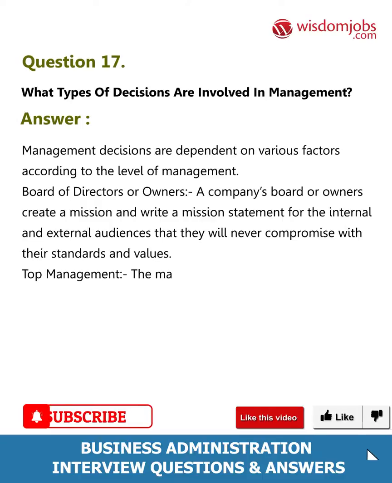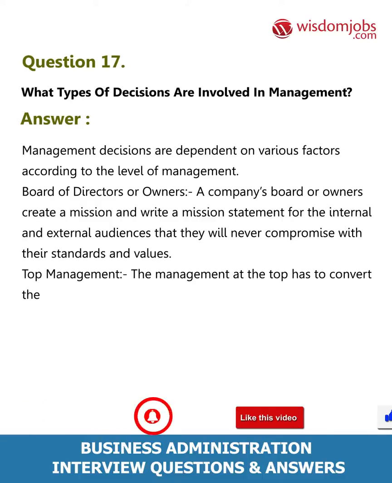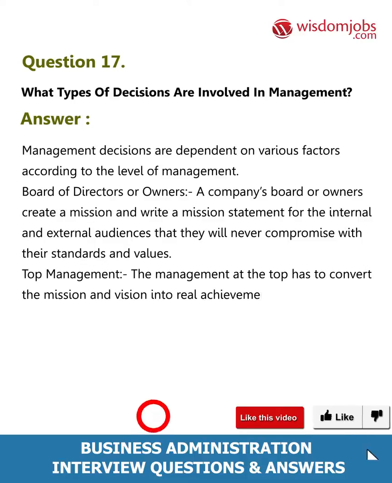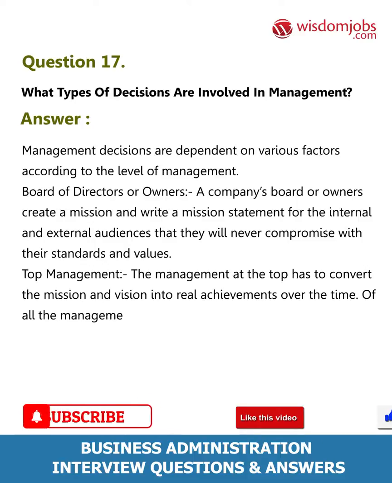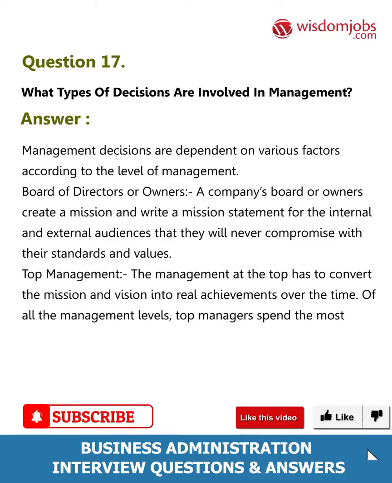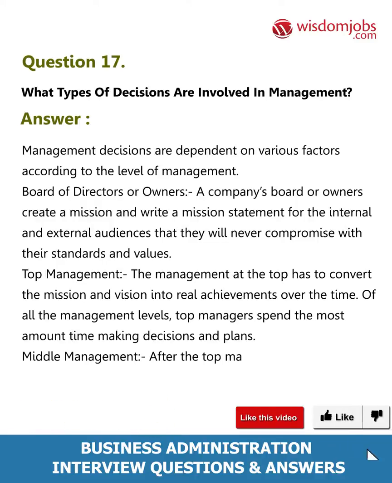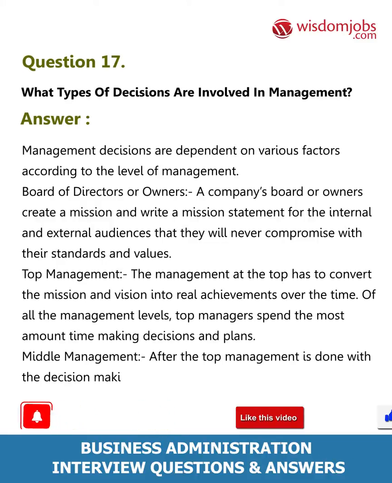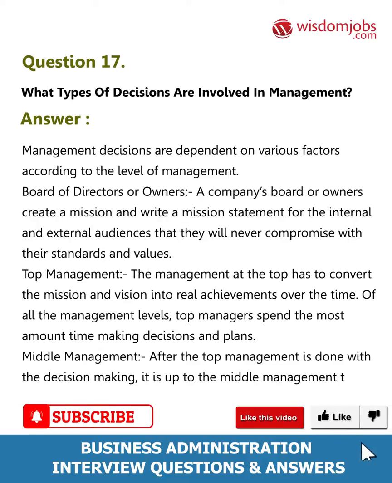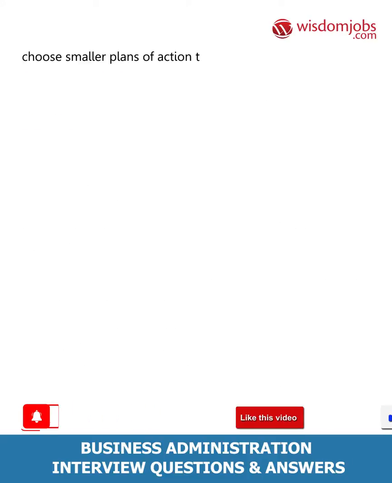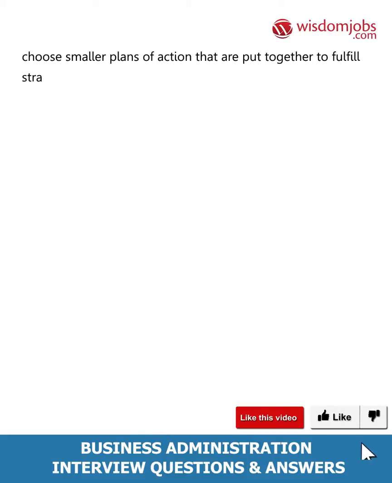Top management. The management at the top has to convert the mission and vision into real achievements over the time. Of all the management levels, top managers spend the most amount of time making decisions and plans. Middle management. After the top management is done with the decision making, it is up to the middle management to choose smaller plans of action that are put together to fulfill strategic goals.